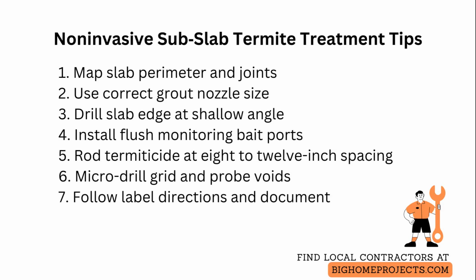When installing monitoring or concealed baiting ports, we cut small diameter holes through the slab at predetermined spacing near the foundation wall, then set flush ports that allow placement and later replacement of cellulose bait or inspection devices without removing concrete. For rod termiticide along the perimeter edge, push a specialized stainless steel rod into pre-drilled holes adjacent to the slab edge and backfill with a low viscosity, nonrepellent termiticide formulated for soil treatment so it creates a continuous treated band. Work in 8 to 12-inch spacing and apply label rates per linear foot.